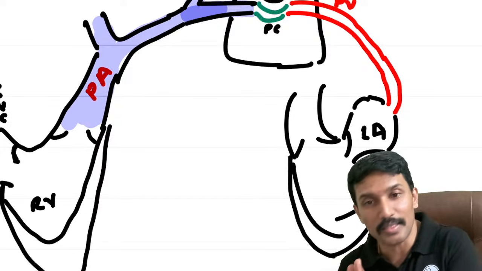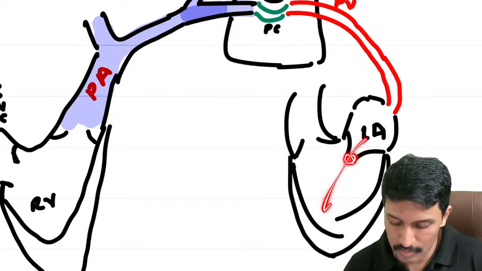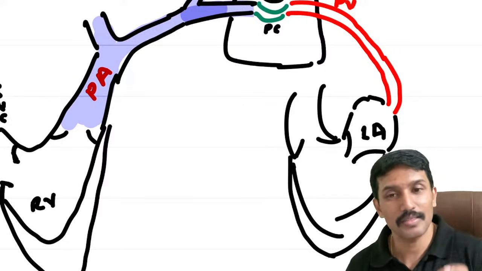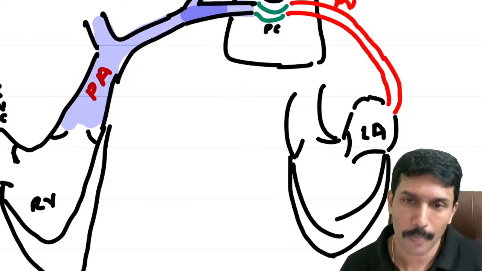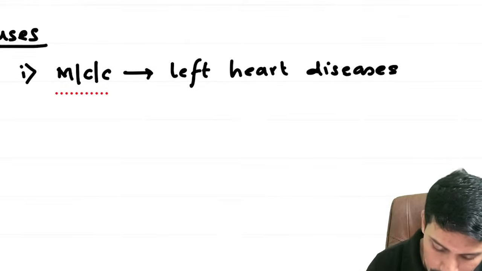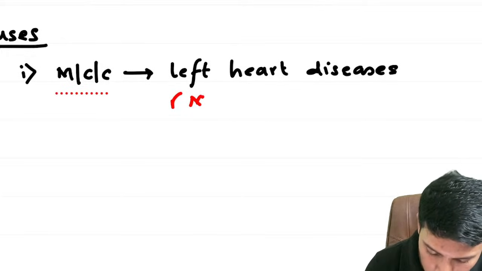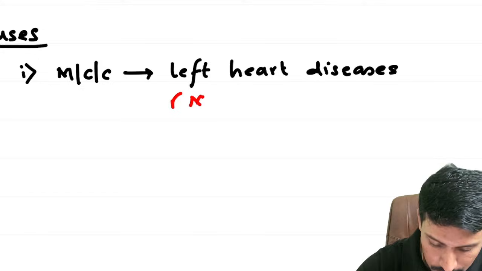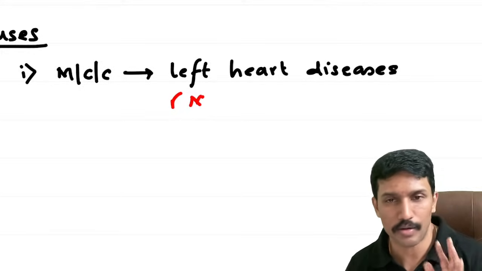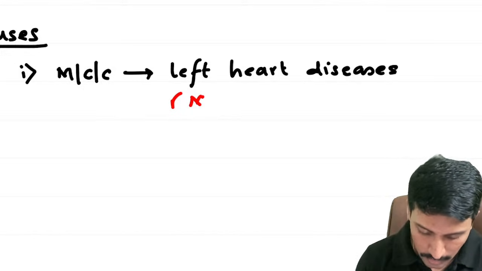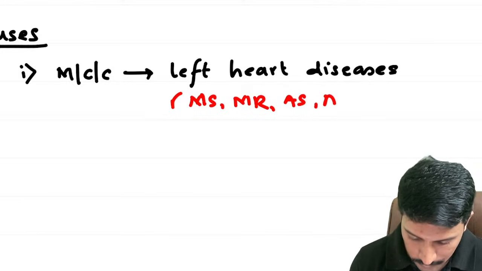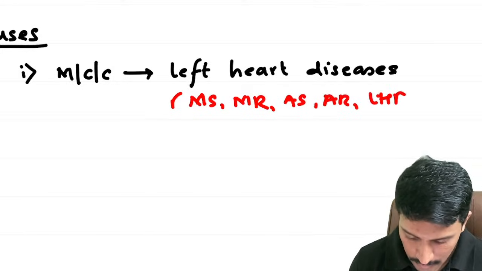So left heart diseases like mitral stenosis, mitral regurgitation, aortic stenosis, left heart failure, these are much more common causes for pulmonary hypertension. Okay, so for left heart disease, we can mention a few examples like mitral stenosis, mitral regurgitation, aortic stenosis, aortic regurgitation, and left ventricular failure. Collectively, these are much more common causes for pulmonary hypertension and left heart failure.